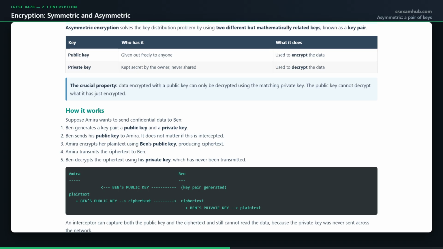Instead of 1 key, you use 2, a key pair. They are different keys, but mathematically related. One is the public key, and it is given out freely to anybody who asks. It is used to encrypt. The other is the private key, kept secret by its owner and never shared with anyone. It is used to decrypt.